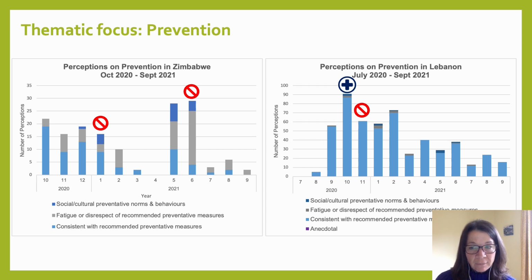Whilst the Lebanon graph on the right illustrates a better picture compared with Zimbabwe in terms of communities acknowledging self-reported uptake and adherence of the COVID-19 preventative behaviours. The blue medical icon illustrates when Lebanon had more than 1,000 cases per day, and thereafter in November, 2 weeks of full lockdown were announced.